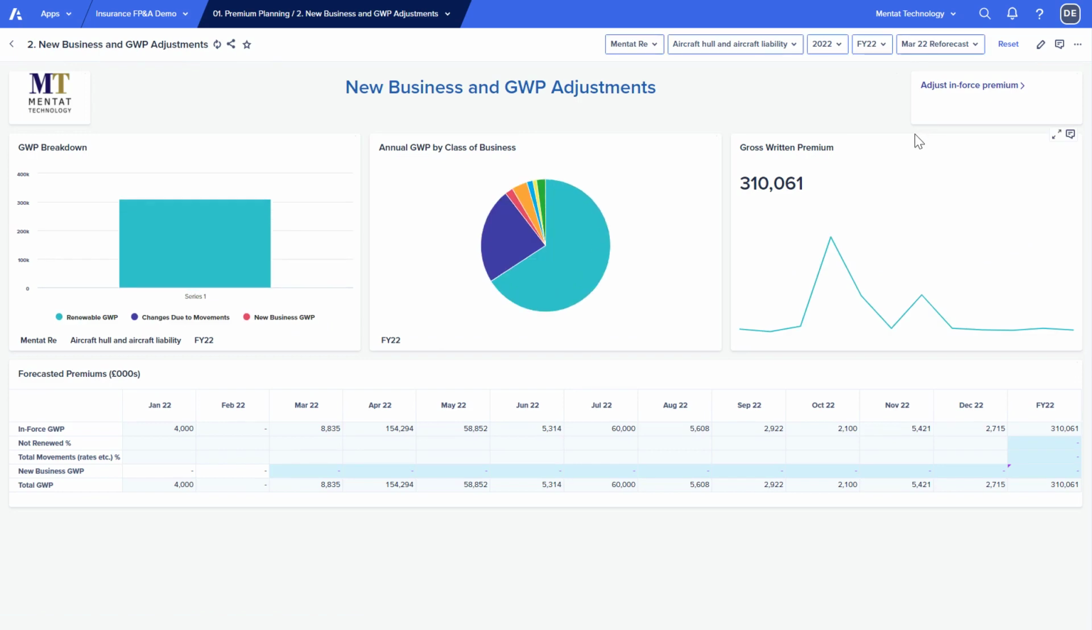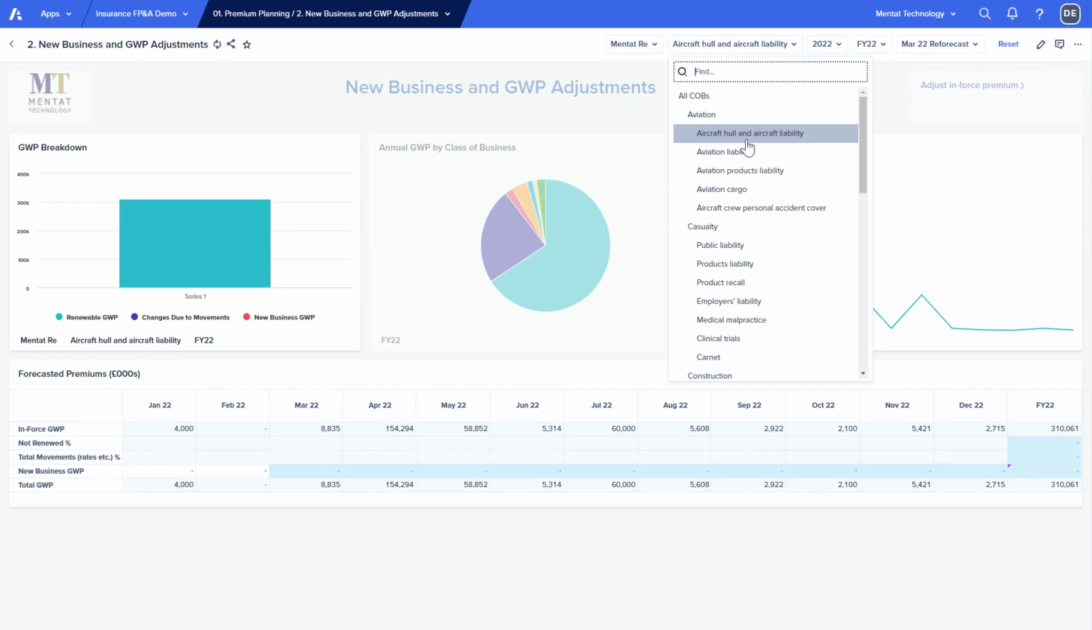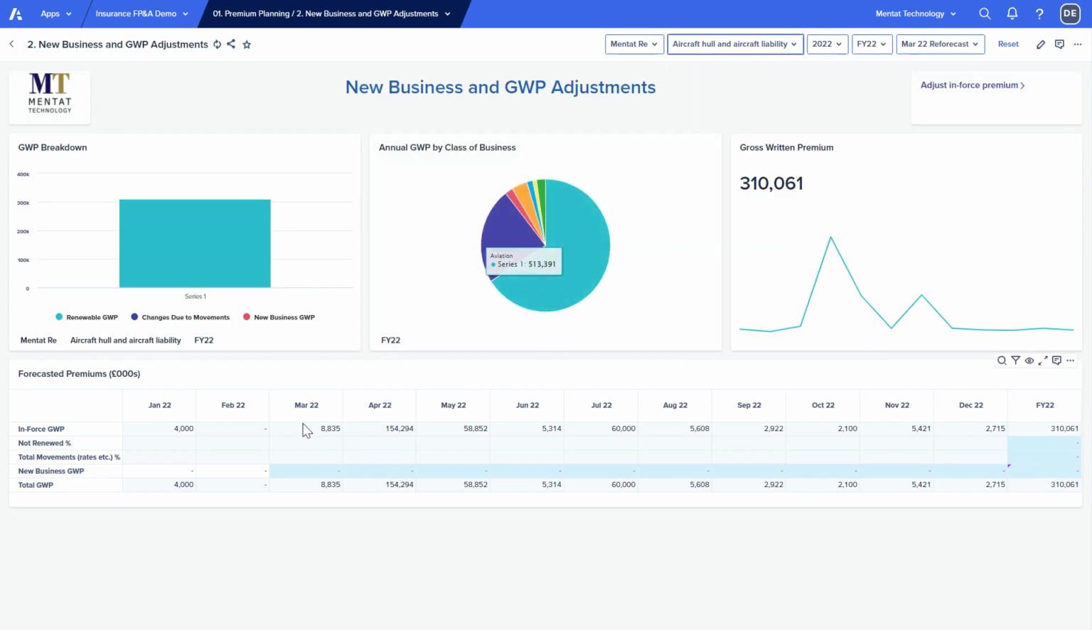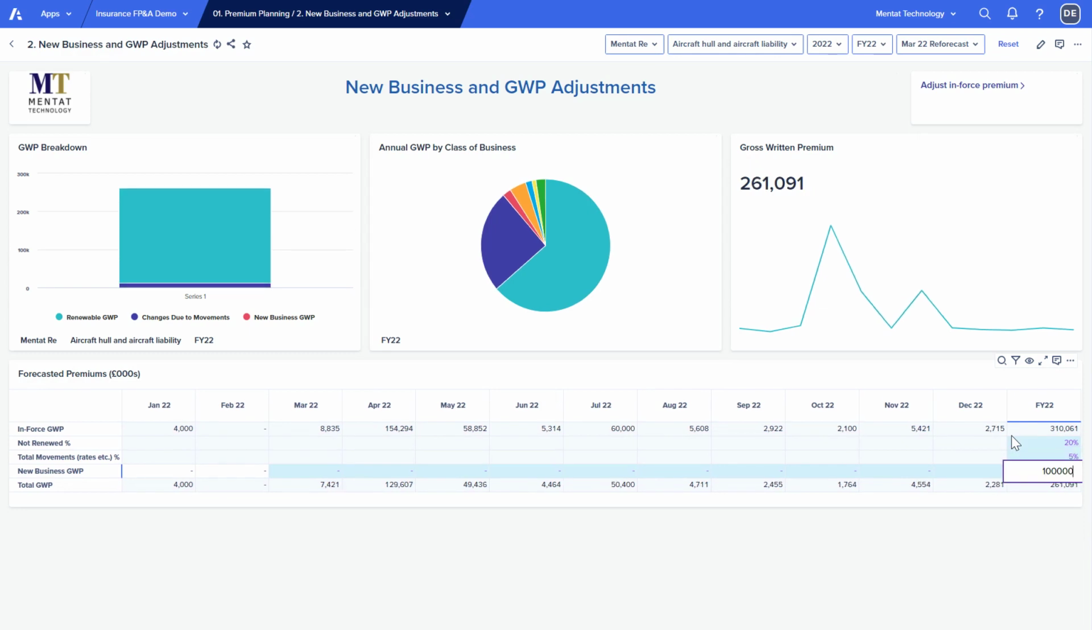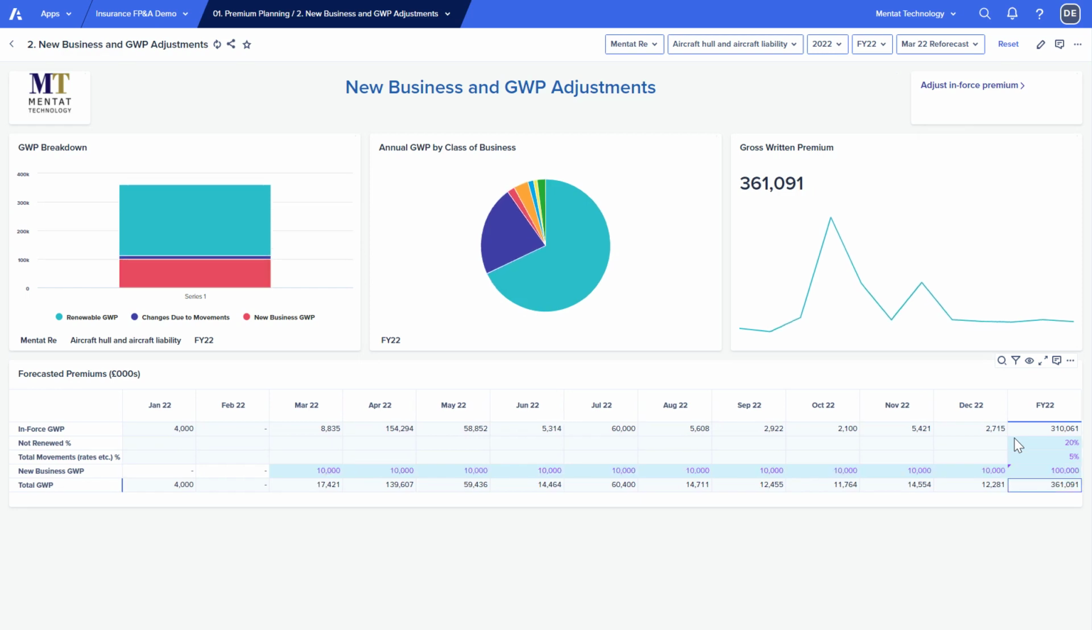However, I can then go on to make further premium adjustments at the subclass level. By selecting my aircraft hull subclass, I can see the in-force GWP that's pulled through from my policy level assumptions, and now I can enter further assumptions at the subclass level. For example, assumptions around non-renewed business, assumptions around changes in rates, and finally, some new business assumptions. All of these values together have combined to create my total forecast GWP.